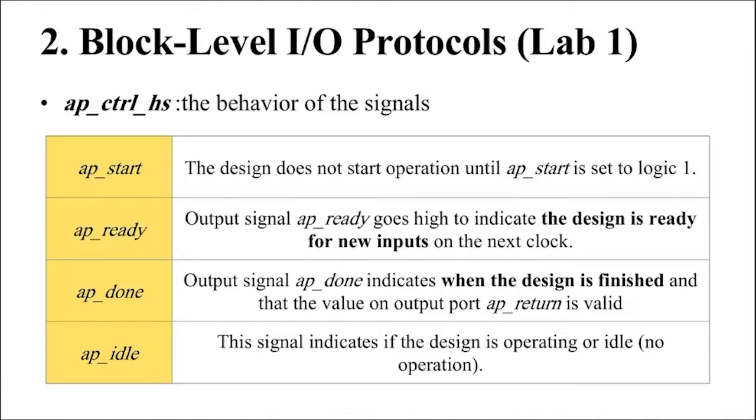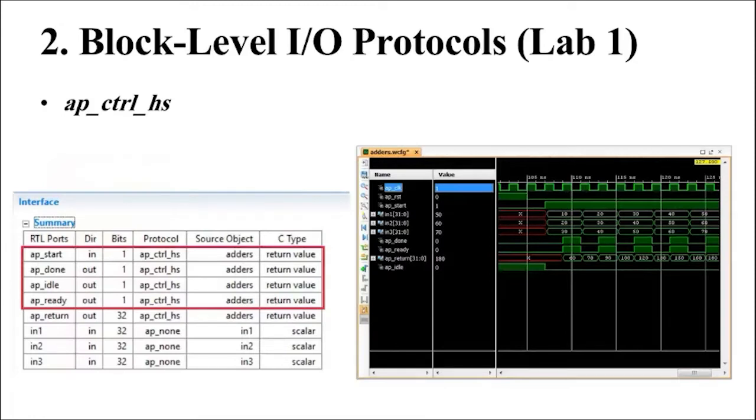Okay, so let's continue. This is the signal behavior in AP control handshake. And I think the names are very straightforward. For example, AP start means the design starts operation. And AP ready means that the design is ready for new input. Okay, and then this is the result of AP control handshake. And on the right hand, this is the waveform of the signal.